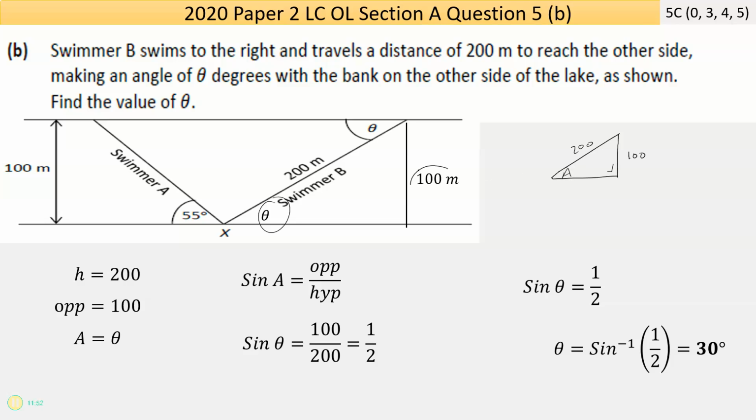Again, we forgot to do that in part A. Then you just go, this is the angle I'm looking for. This is the opposite, this is the adjacent, this is the hypotenuse. So sine will work again. Sine of an angle is equal to 100 over 200. For some reason, I forgot to call this A all the way through, but I started calling it A.